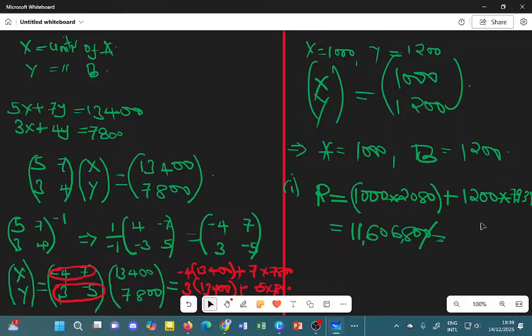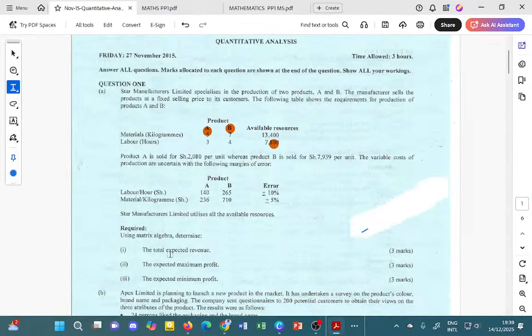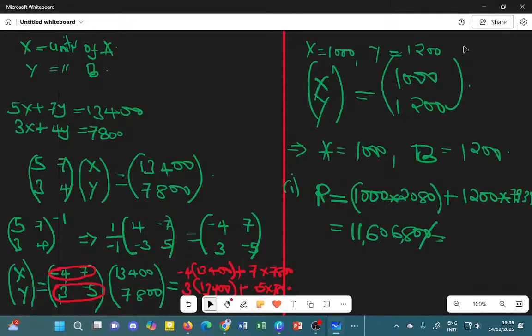Next thing that I want to get is... because okay, that is the question. Part 1 of the question asked us to get what? The total expected revenue, which we already have as 11,606,000. So the second is asking us to get the expected maximum profit. So how do we get the expected maximum profit?